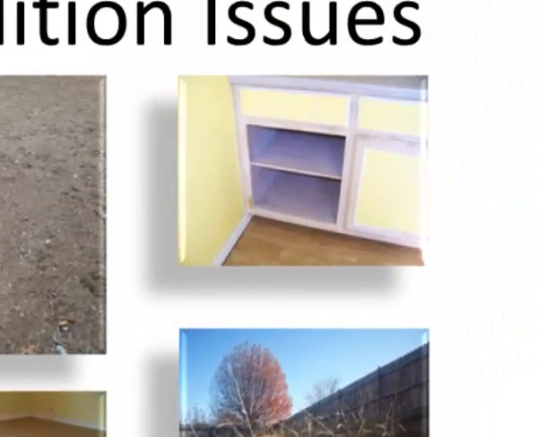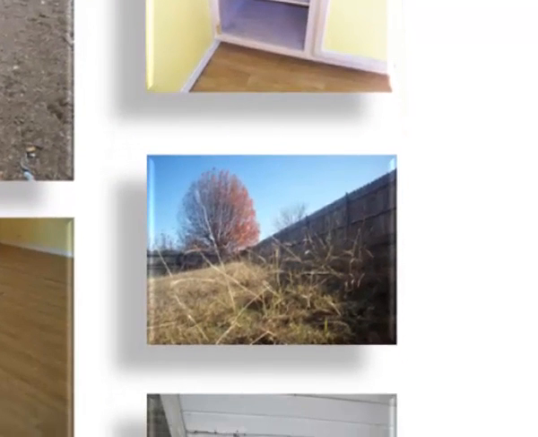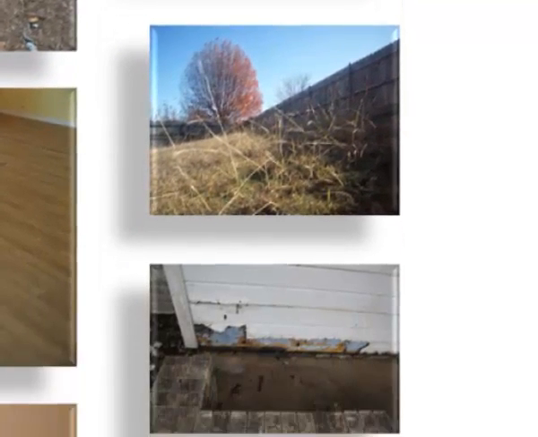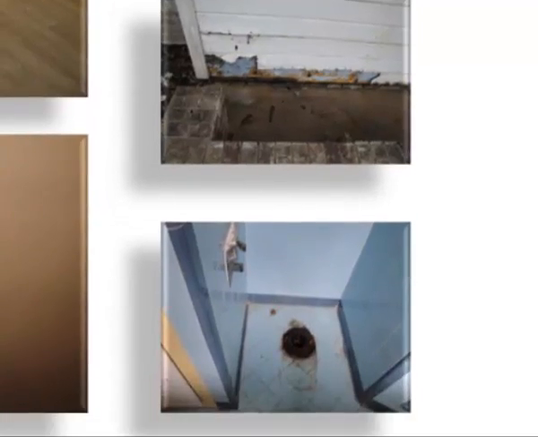Top right, missing cabinets. Under that is some overgrown grass. Below that looks like maybe some mold issues, some messed up exterior siding, and below that is a missing toilet.